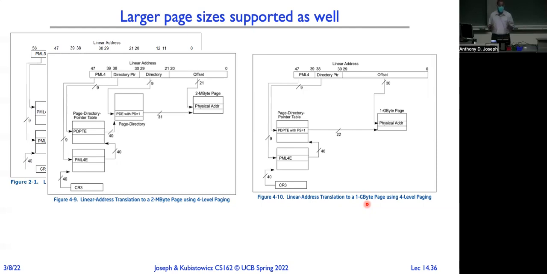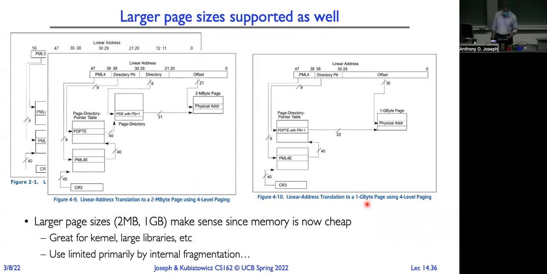If I don't completely fill the page, if I put a 64 kilobyte stack on a 1 gigabyte page, then I have a lot of internal fragmentation. And I've just wasted my expensive memory. But if I have an application where I'm going to keep those pages full, then this makes it very efficient to have a large virtual address space and not have to do 5 memory references to do 1 read-write operation. Okay. So great for kernel. The kernel can all be in one page rather than in lots of pages. And it's great for large libraries and so on.